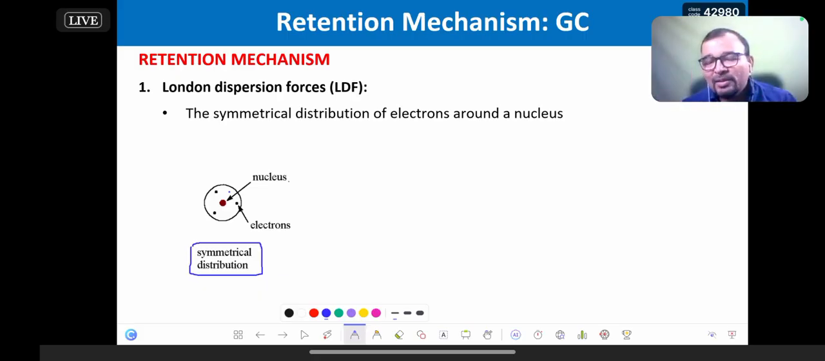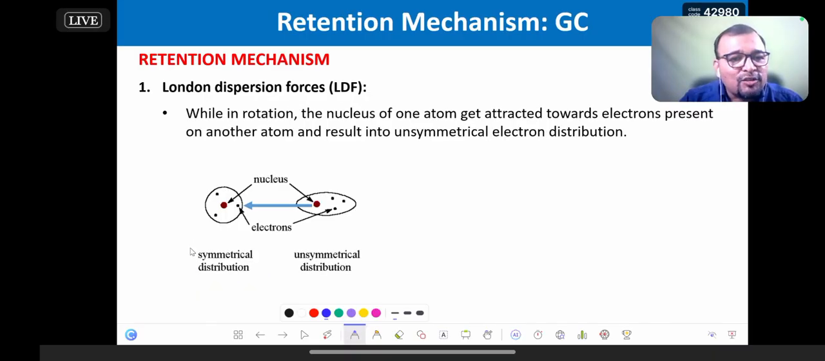And I'm talking about the non-polar or hydrophobic compounds like hydrocarbons, like hexane, octane. These are all non-polar or hydrophobic compounds. In case of this kind of symmetrical distribution, there comes a situation where this symmetrical distribution of electrons becomes something called the unsymmetrical distribution.